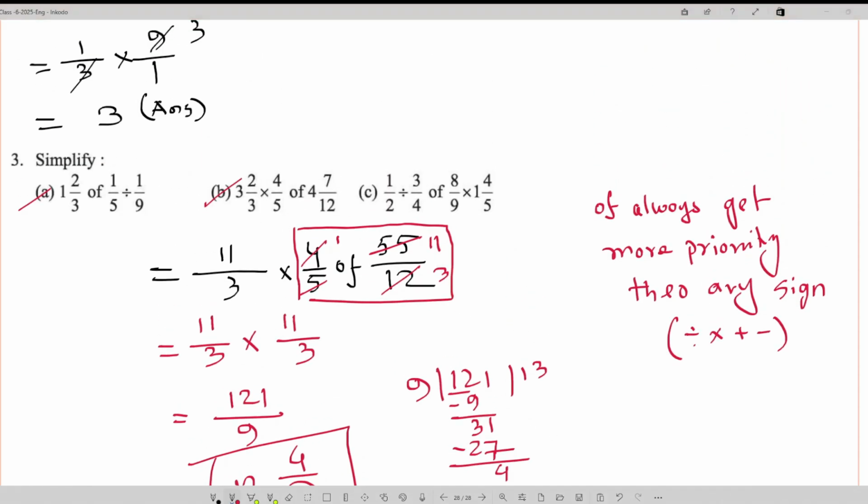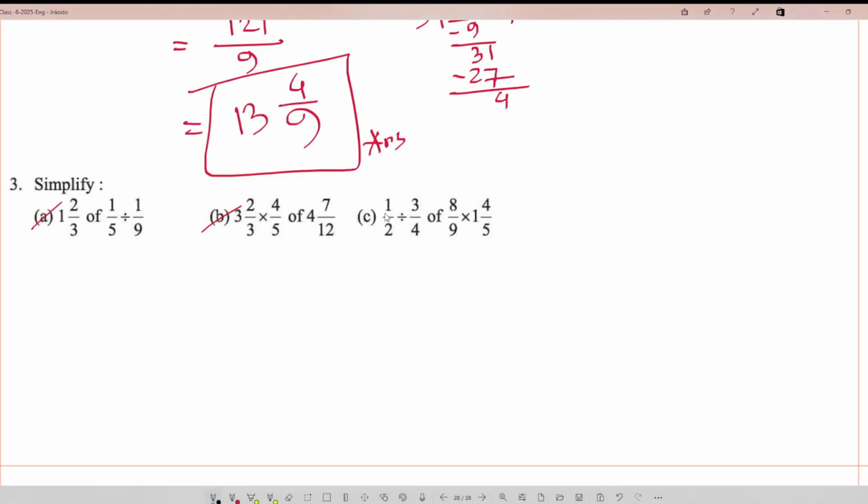Now number C. Number C. Here is 1 by 2 divided by 3 by 4 of 8 by 9 times 1 4 of 4 by 5. So we can write this one in here, 1 by 2 divided by 3 by 4 of the 8 by 9 times this mixed fraction, we can write improper fraction. So 5 times 1 is 5, 5 plus 4 is 9, divided by 5.